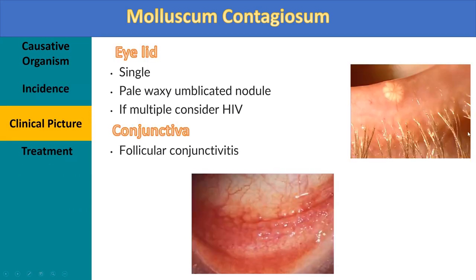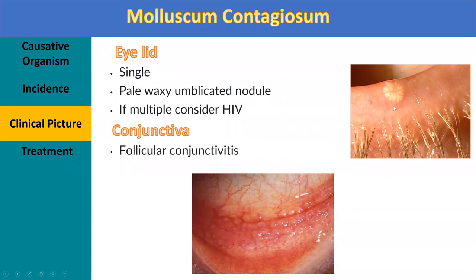What will be the clinical picture of those patients? The eyelid will present with this lesion. It is usually a single lesion. It is a pale, waxy, umbilicated nodule. You see, it is a single lesion, pale, waxy, slightly elevated, and it has a central umbilicus. This is a very characteristic lesion and very characteristic shape. And also we are going to discuss it in the pathology. It has very certain pathological features.